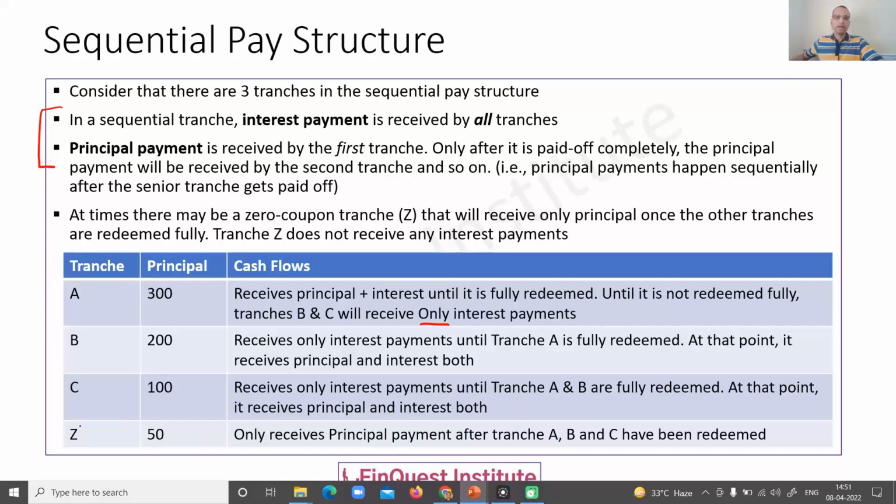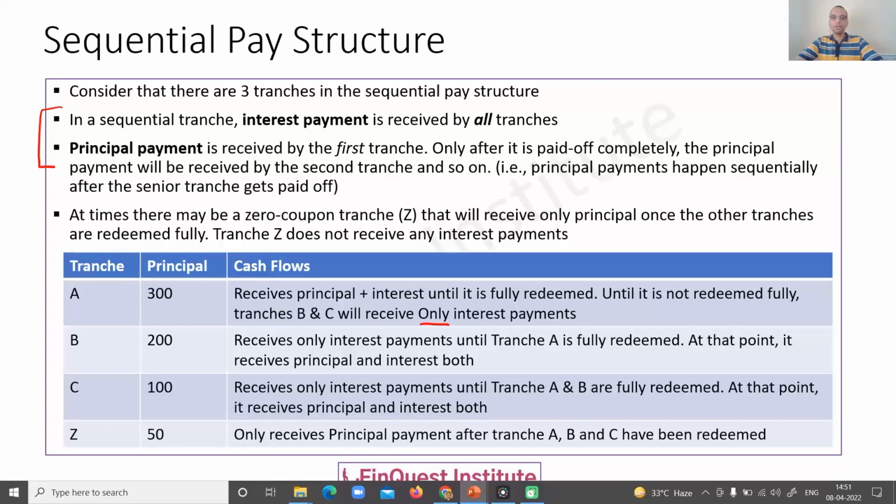Now for tranche Z, which we call a zero coupon tranche. This tranche, as the name goes, is not going to receive any interest. It will only receive the final principal payment once A, B, and C have been redeemed in entirety. So this is what we call a sequential pay structure.